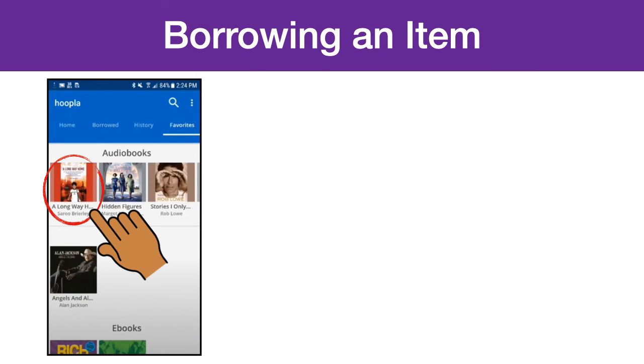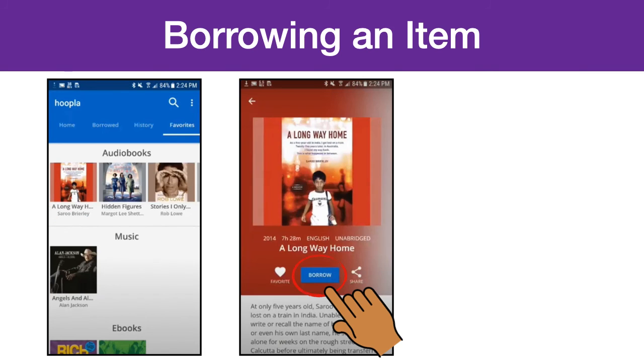Now that you've found something that you'd like, let's borrow it. Tap on the picture of the item you wish to borrow. Remember, this will show you all the detailed information about that item. Press the blue Borrow button.